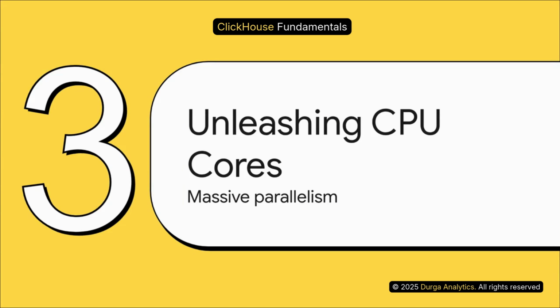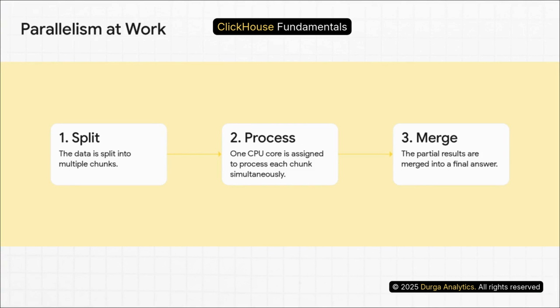A lot of older systems are single-threaded, meaning one query gets one CPU core. ClickHouse was designed from the very beginning to completely saturate every core on a modern multi-core CPU. Let's go back to our kitchen analogy to see how this works.